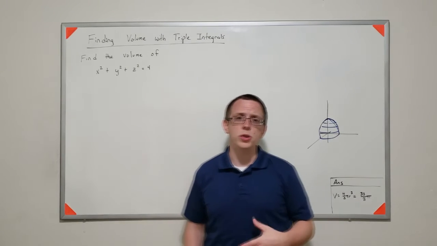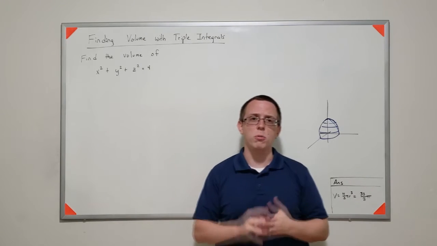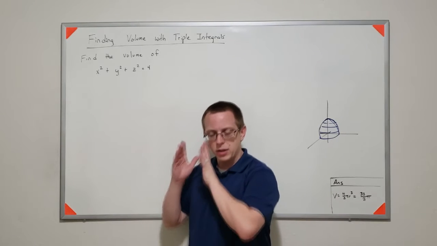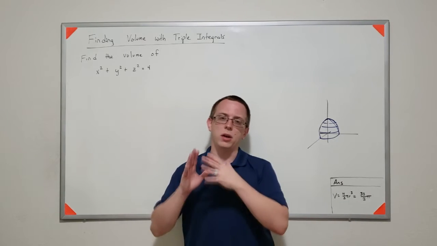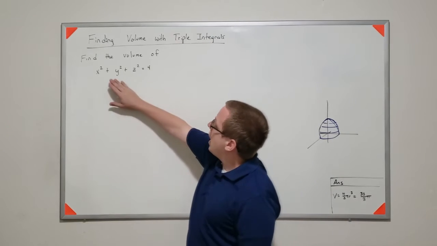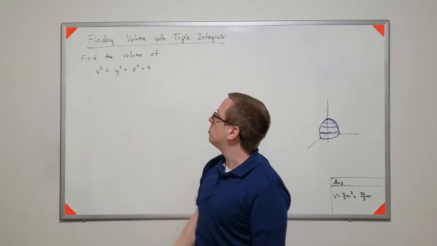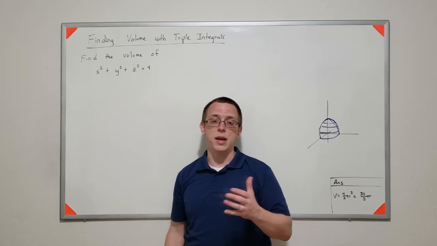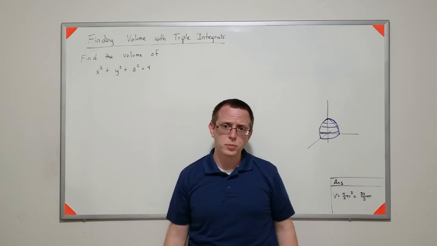In this example, we're going to use triple integrals to find the volume of a very well-known solid, just to practice setting it up and on something that we have a good idea about what the answer is going to be. So I have this equation: x squared plus y squared plus z squared equals 4. And it's well known that that is a sphere of radius 2.